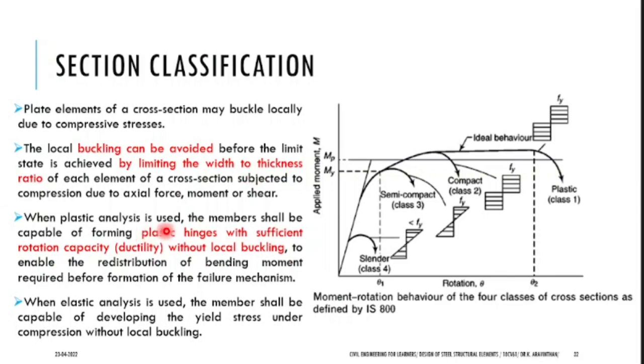When plastic analysis is used, the member shall be capable of forming plastic hinges. So this is what I said, the plastic hinges will be formed at the joints, wherever you have beam column joints and at the place you have load. So if any point load is there, then at that point you will be having the plastic hinge. What is a plastic hinge? When the structure is failing, the structure fails at the place you have hinges. So this is the understanding of section classification.